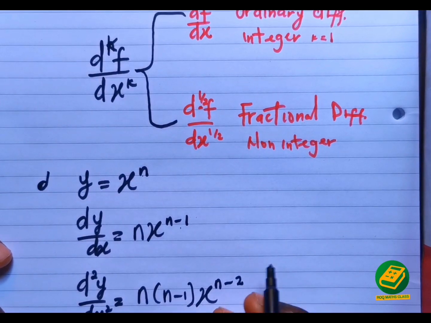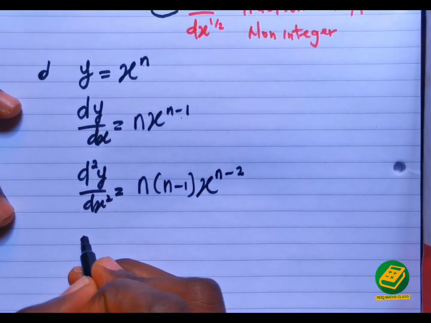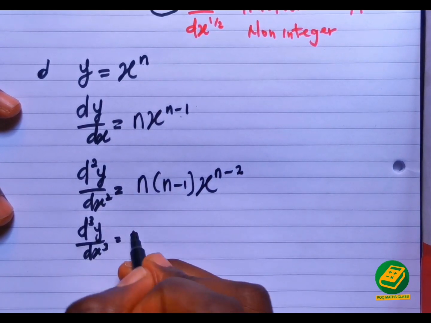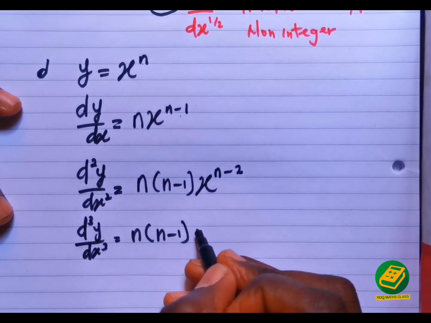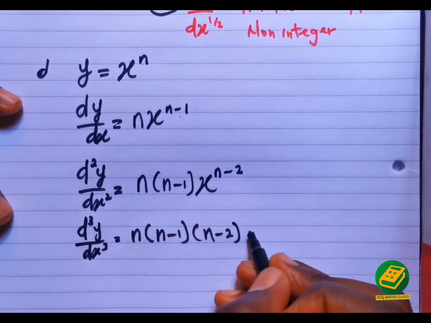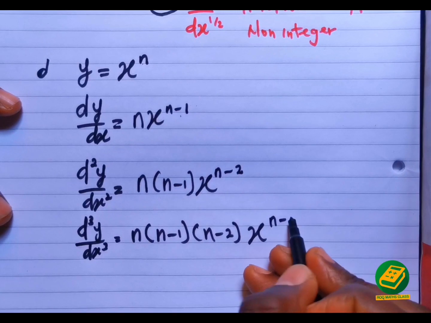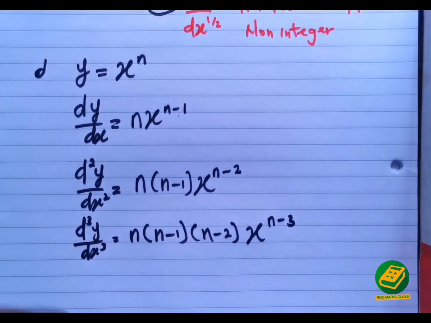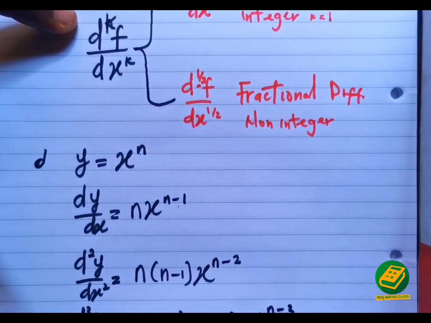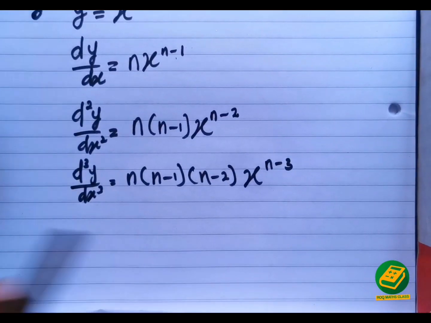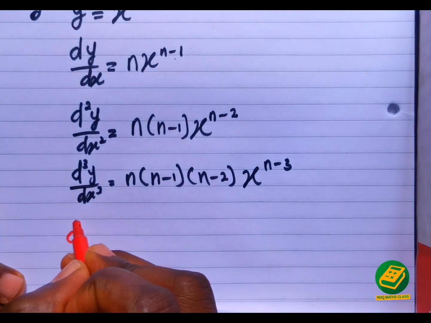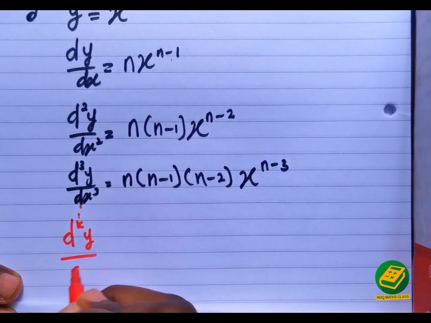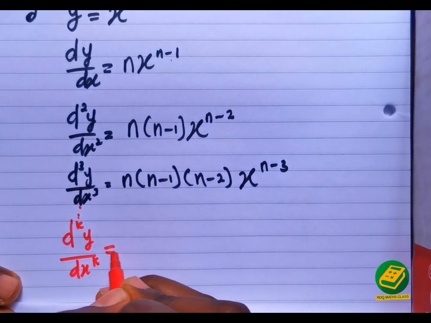n minus 2. For the third derivative also, I'm going to have n, n minus 1, n minus 2, then I have x raised to the power of n minus 3, because I'm dealing with the third order. Good. What about if I'm not dealing with this order? Order k. So this is the same thing, it continues like this until I get the order k, d to the power of k.